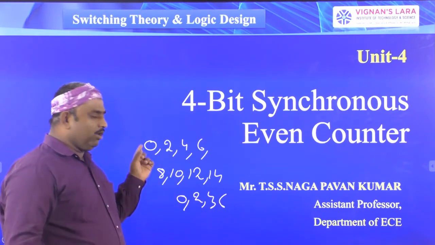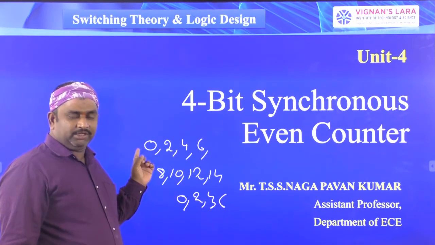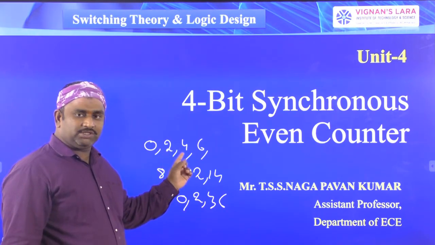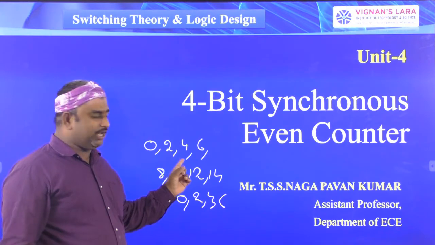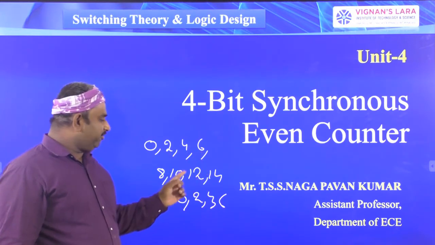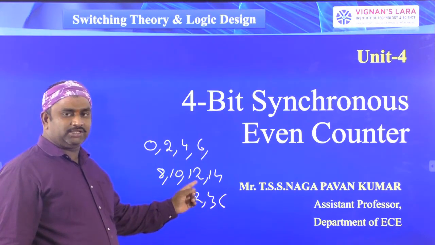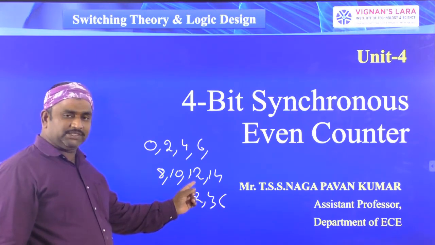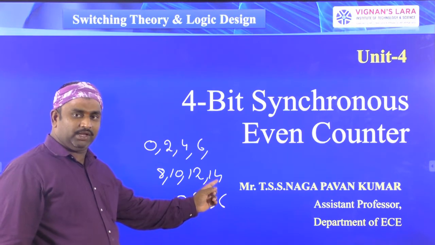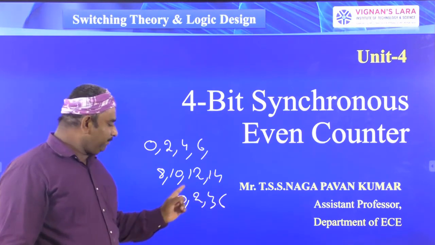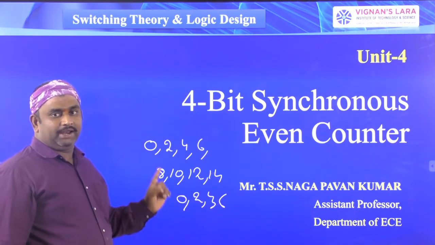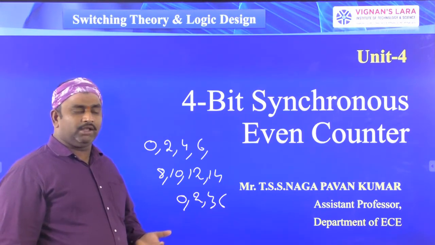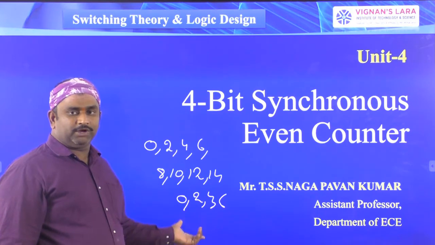Right? If 0 is the present state, the next state is 2. If 2 is the present state, the next state is 4. If 4 is the present state, the next state is 6. If the present state is 8, the next state is 10. If the present state is 10, the next state is 12. If the present state is 12, the next state is 14. If the present state is 14, then the next state is 0. Right? Here you have to construct the synchronous counter by using this methodology.